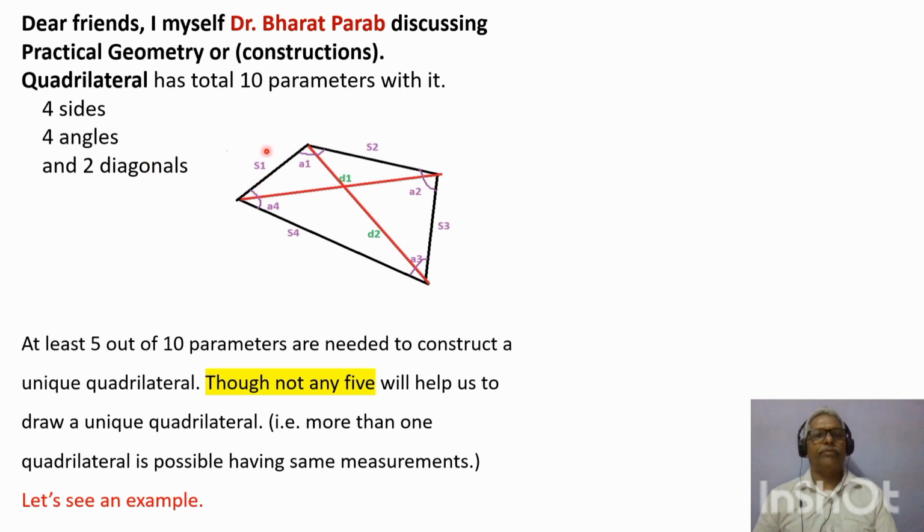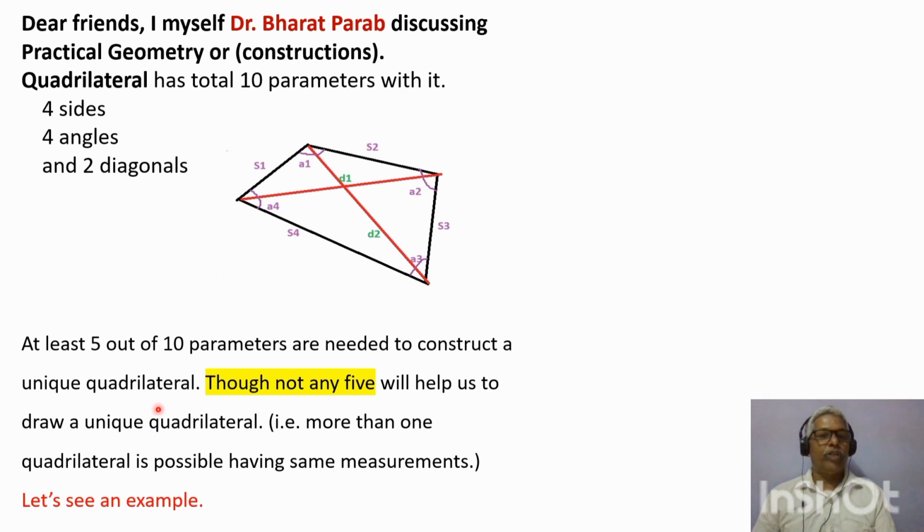So this is a quadrilateral. It has four sides S1, S2, S3, S4, four angles A1, A2, A3, A4, and two diagonals D1 and D2. These are the 10 parameters of a quadrilateral. Now go through a comment here. At least 5 out of 10 parameters are needed to construct a unique quadrilateral. You need to have 5 parameters to construct a quadrilateral.